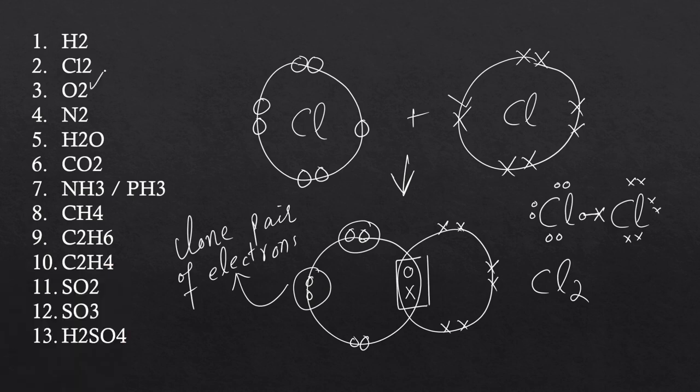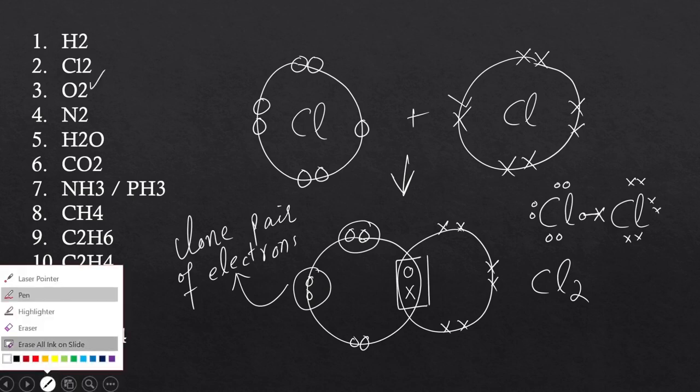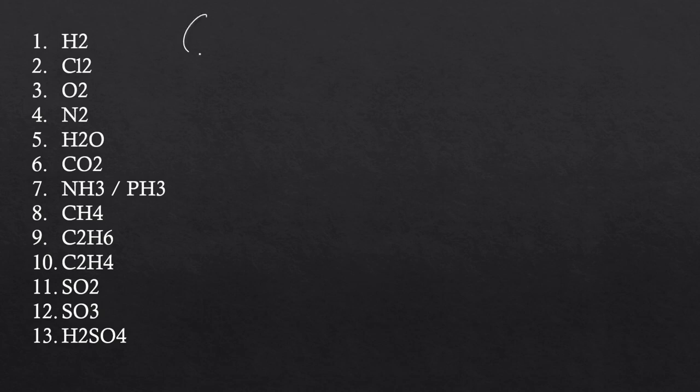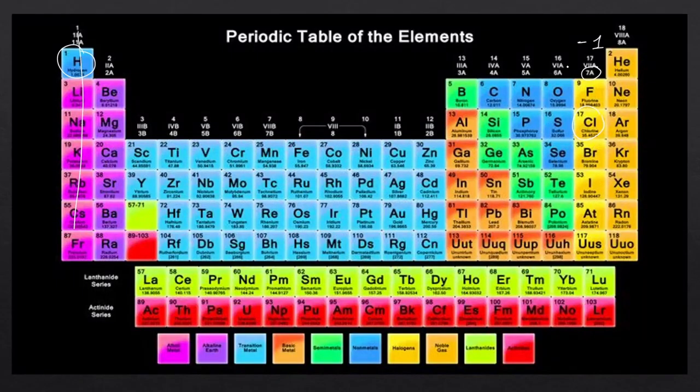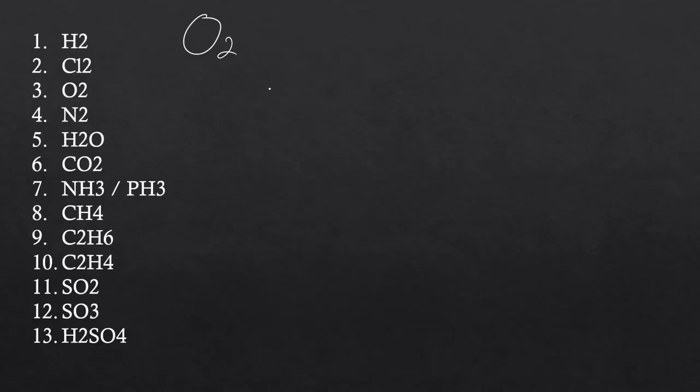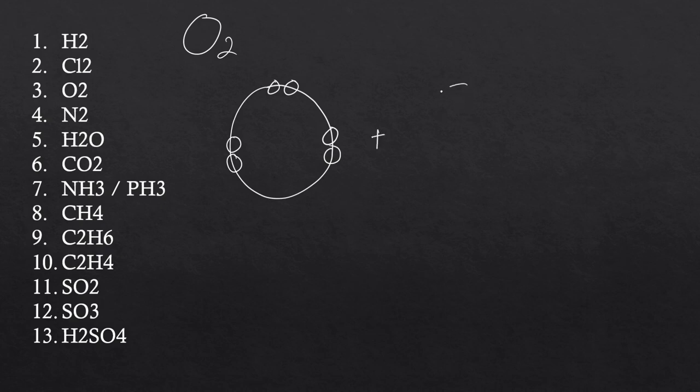The next example is oxygen, the O2 molecule. Oxygen is from group 6. You can check it is from group 6. It means each oxygen carries 6 electrons in its outermost shell. There are 6 electrons: 1, 2. Draw them in pair form, no need to draw them in separate form: 5 and 6. Now it is one oxygen atom plus another oxygen atom.